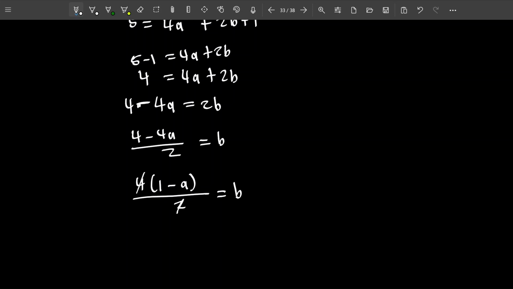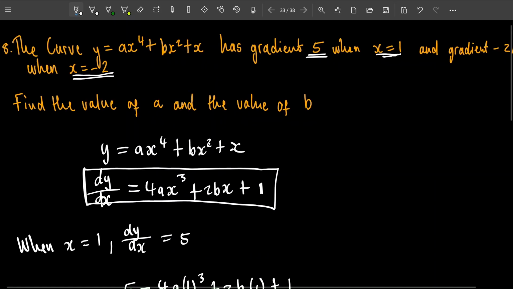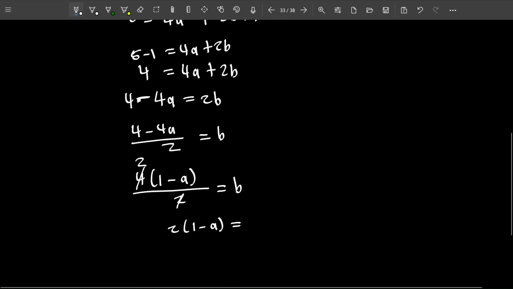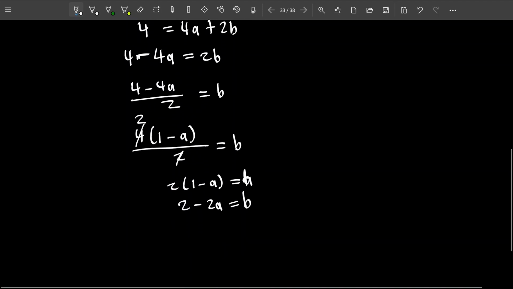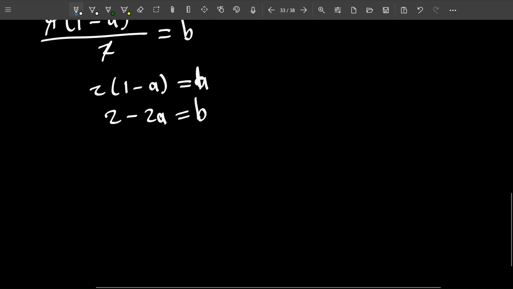Then 2 goes into 4 2 times. So I'll have 2 multiplying 1 minus a being equal to b. And this is what b is. 2 multiplying 1 minus a. If I want to expand it, it will be 2 minus 2a. This is equal to b. So b is equal to 2 minus 2a. Am I done? No. What do I do?